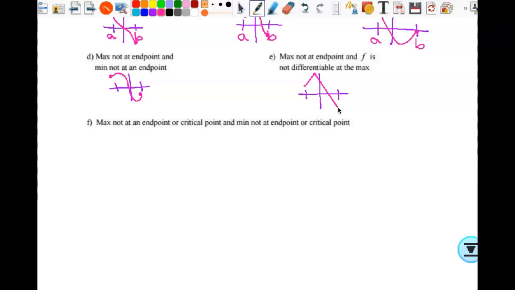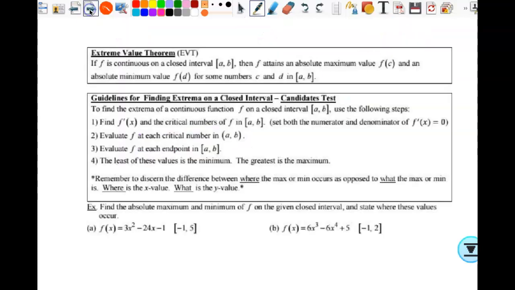All right, so a max not at an endpoint or a critical point, and a min not at an endpoint or a critical point. That is not possible. Not possible. Okay. All right, everybody okay with all that? All right, I'll take that as a yes.